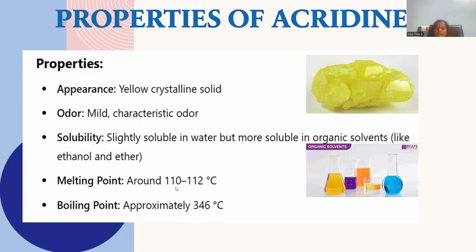It melts at a temperature of 110 to 112 degrees centigrade, right? So at room temperature, conveniently, it will be solid only. That's the reason why only at temperatures beyond 100 it is able to melt, so the 110 to 112 range is the melting point. It boils at a temperature of 346 degrees centigrade. It is extremely high, so it is a non-volatile solid, right?